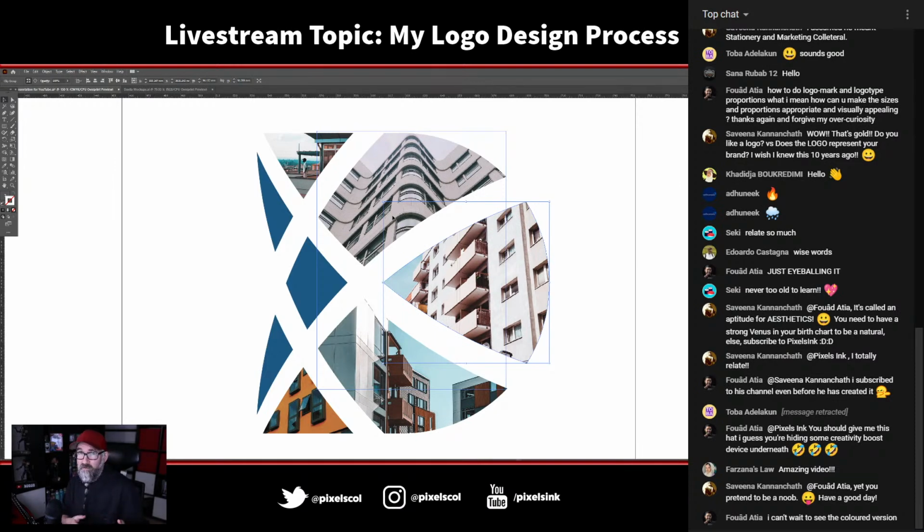You think about the McDonald's M, you really only need to see one part of it, yellow on a red background, and it's the McDonald's logo. You don't need to see the whole thing. You can just see a part of it.